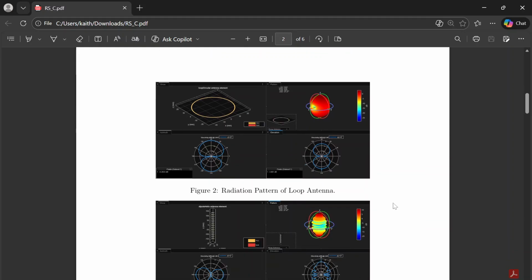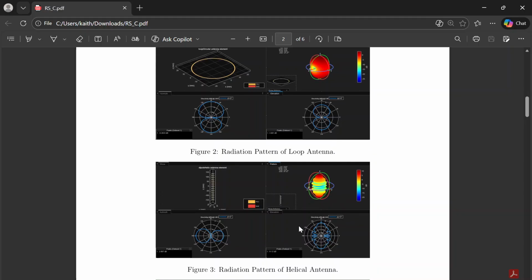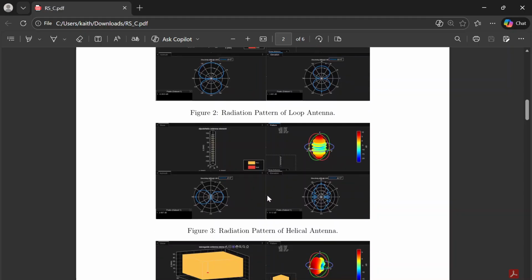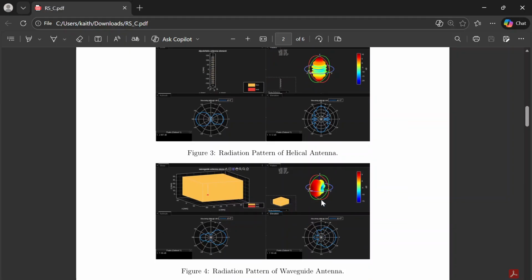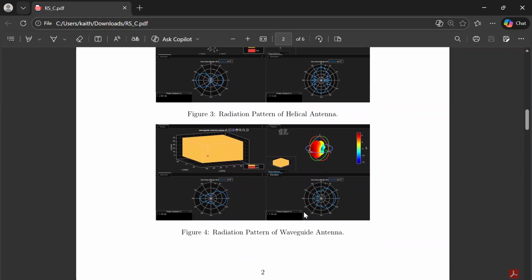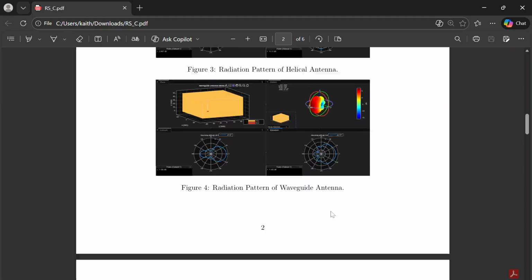So this is the radiation pattern of a loop antenna. This is the radiation pattern and this is the azimuth and elevation cuts. These cuts and the simulation for the radiation pattern I will be doing in my coming videos. So these pictures I just kept for some reference, to get a basic idea of how it looks. And this is the radiation pattern of a helical antenna. And this is the radiation pattern of a waveguide antenna.